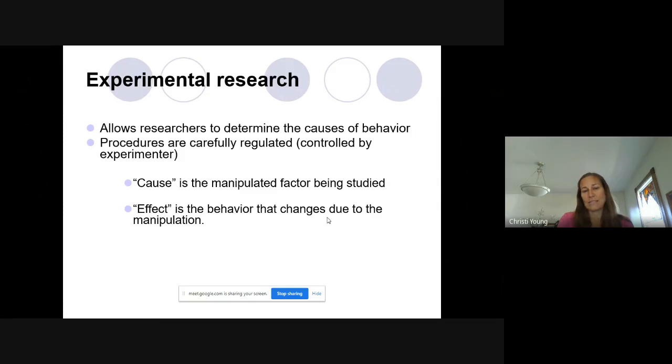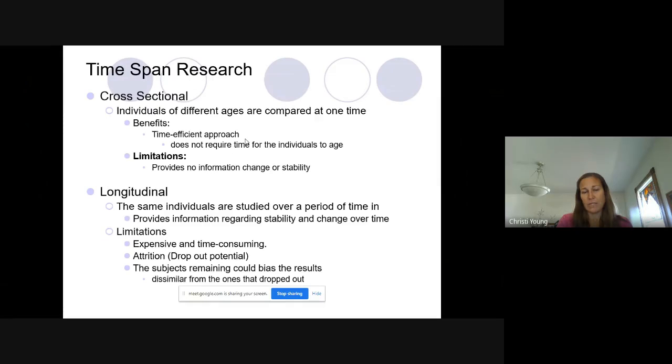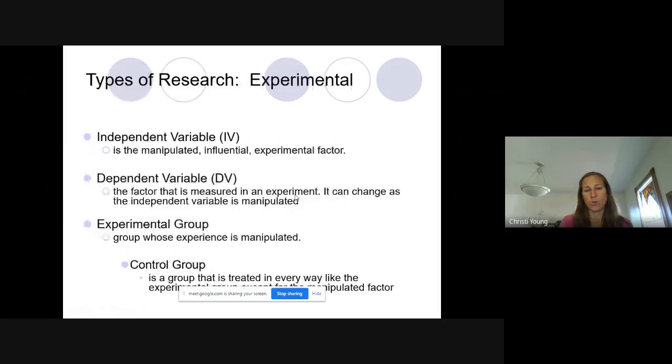Experimental research has the goal to find a cause and effect relationship, and the cause is what you are manipulating or what you think will cause a change, and the effect is the changes that are measured in that behavior. So you have to have an independent variable, a dependent variable, also an experimental group and a control group.